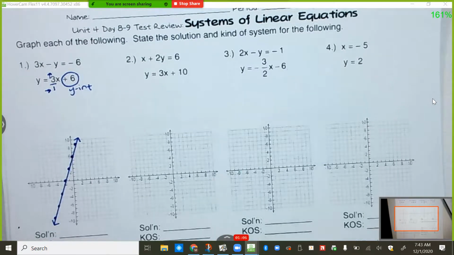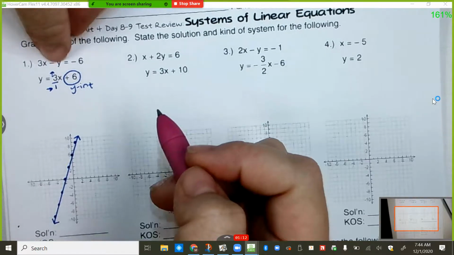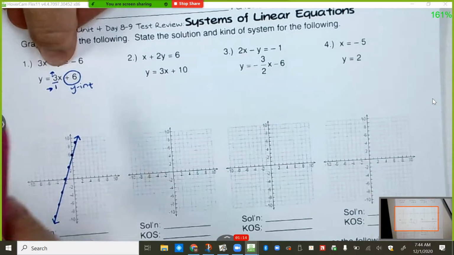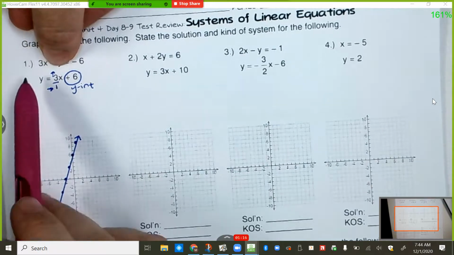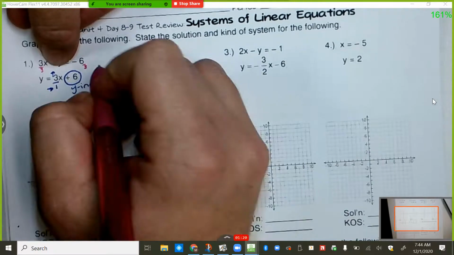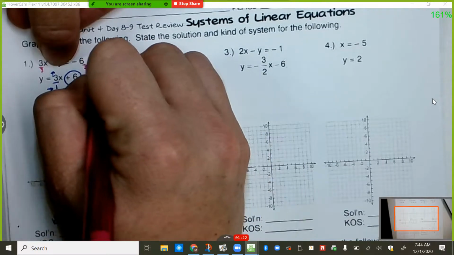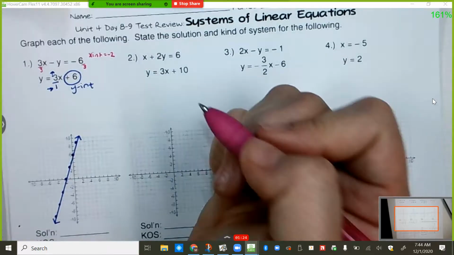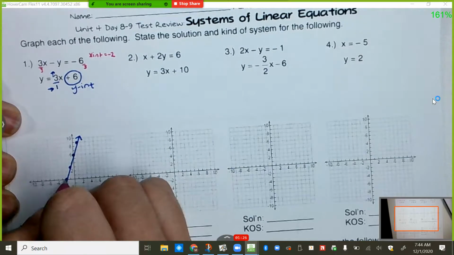Okay, now the other line is in standard form, so you could solve for y, or you can just do your cover-up method and get your intercept. So if I cover up y to solve for my x-intercept, I would divide both sides by 3, and that would give me my x-intercept is -2. So on my x-axis, I'll put a point at -2.